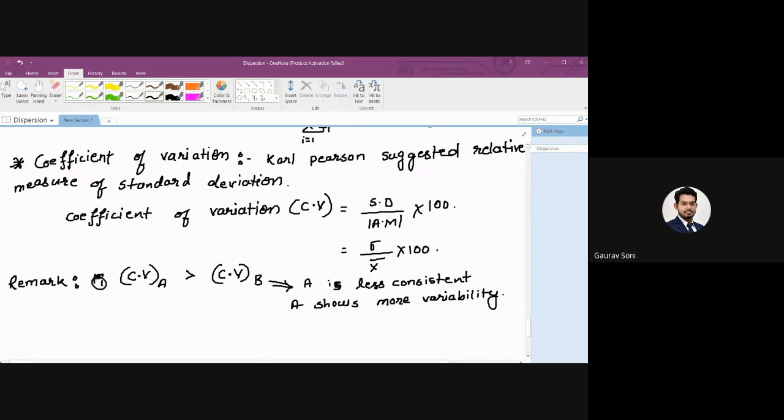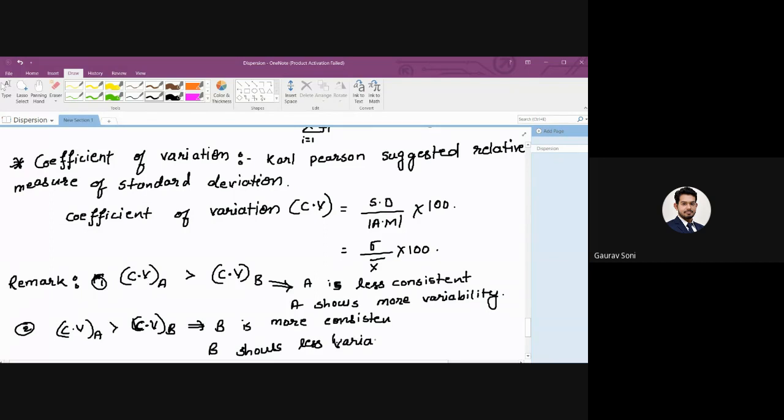The second one: coefficient of variation of A is less than coefficient of variation of B. So B is more consistent and B shows less variability. Clear? Clear up to this?